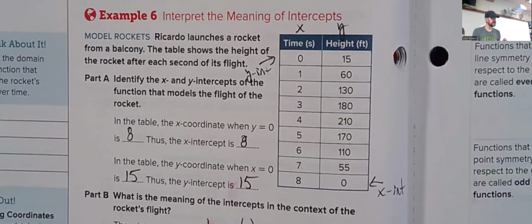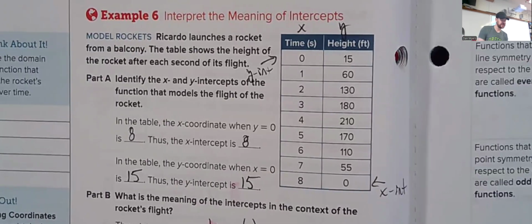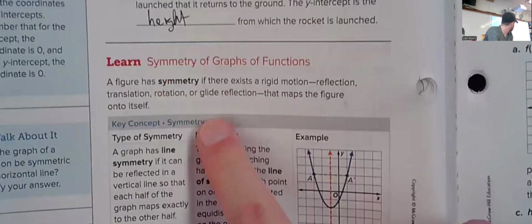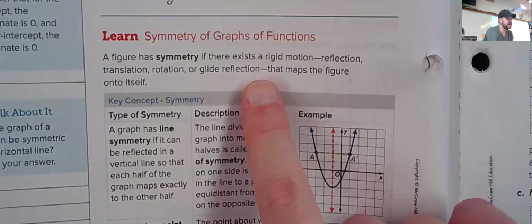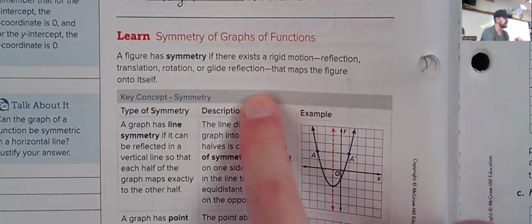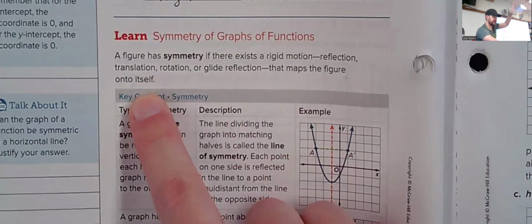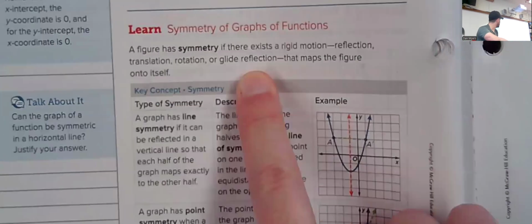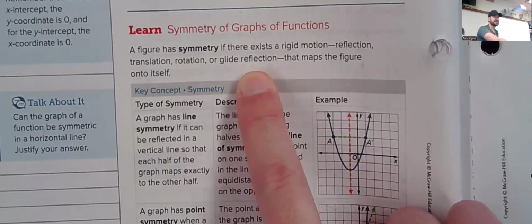Point symmetry is a little more specific because point symmetry says you have to rotate the graph 180 degrees in order for it to map back onto itself. Now that point doesn't necessarily have to always be the middle of the graph, but it does have to be somewhere on the graph, and it does have to be a 180-degree turn for that to work. So a figure has symmetry if there exists a rigid motion. A rigid motion would be a transformation, whether that's a reflection, a translation. Remember, translation just means you're moving it around. A rotation. A glide reflection is something that if you were in my Geometry B class last year, we talked about.